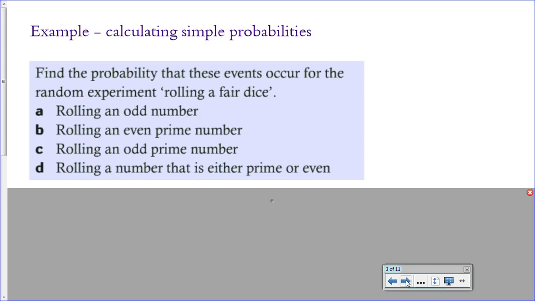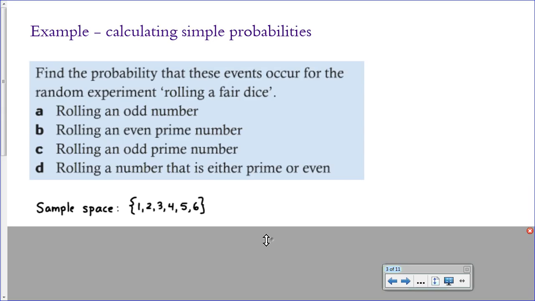Here's an example of calculating simple probability. So if the experiment is rolling a fair dice, then our sample space is going to be the numbers 1 through 6. Those are the options when rolling the dice. And so then we're looking for the probability of each of these events. So I will scroll through our answers here.